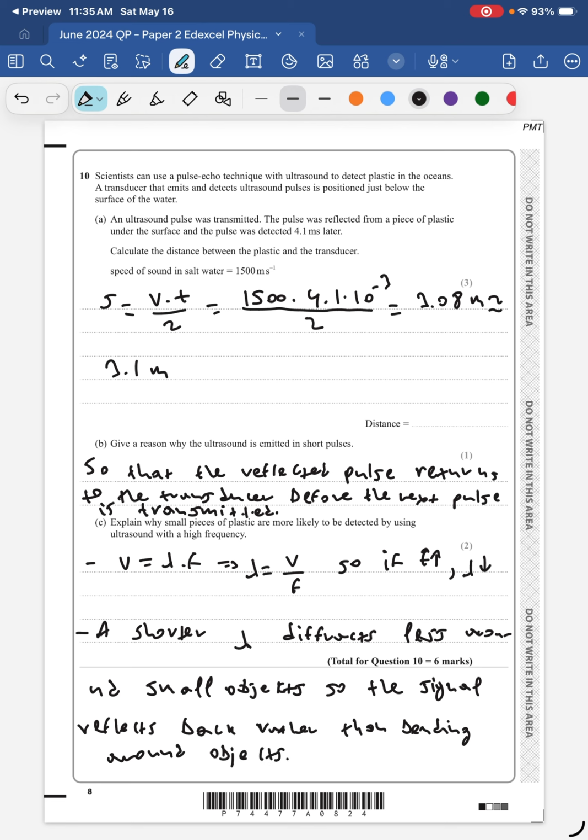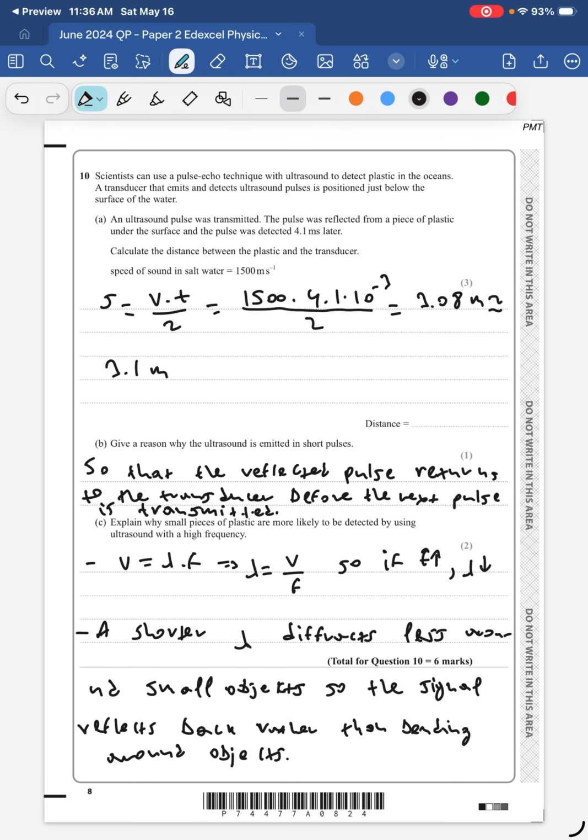Okay, does this make sense? If it's a very small piece of plastic and you have a large wavelength, it's going to diffract around it and it's not going to get reflected. Whereas if it's a very high frequency ultrasound, it's going to have a very short wavelength and it's just going to hit the object and return. It's not going to diffract at all. This was question 10.